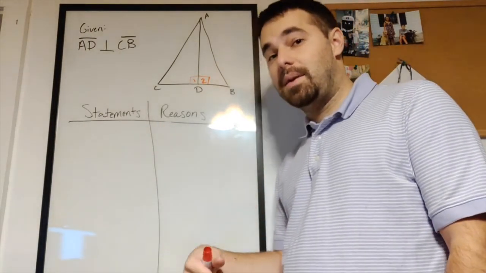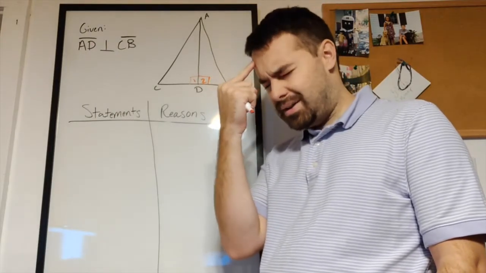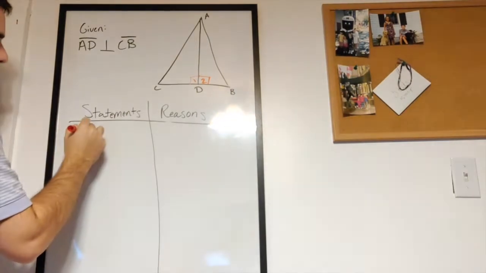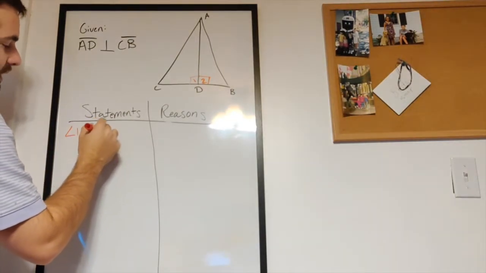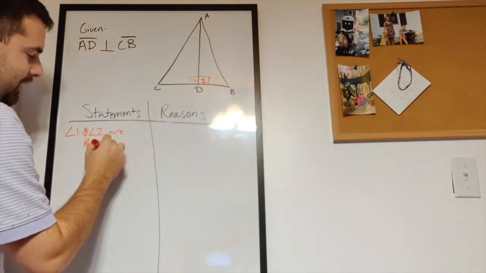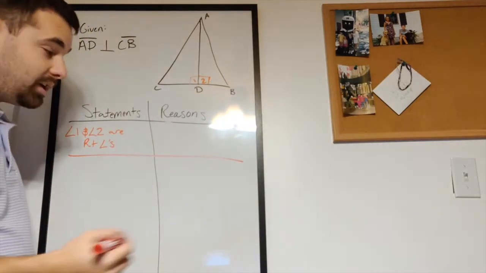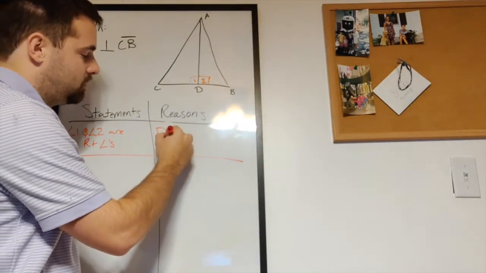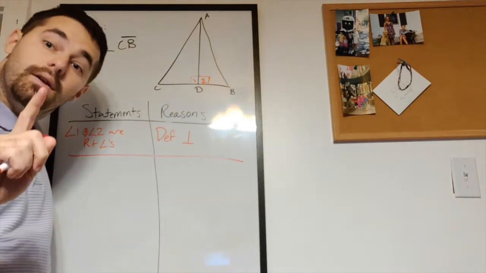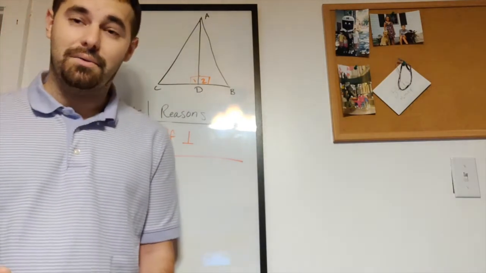Here's the statement that I'm going to claim. The claim is that I know perpendicular lines form right angles. So let's say it. Angle 1 and angle 2 are right angles. The definition we use to get there is the definition of perpendicular.